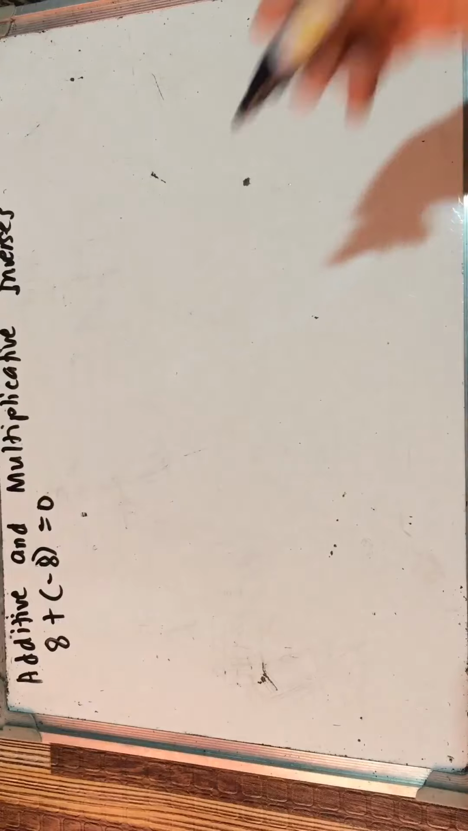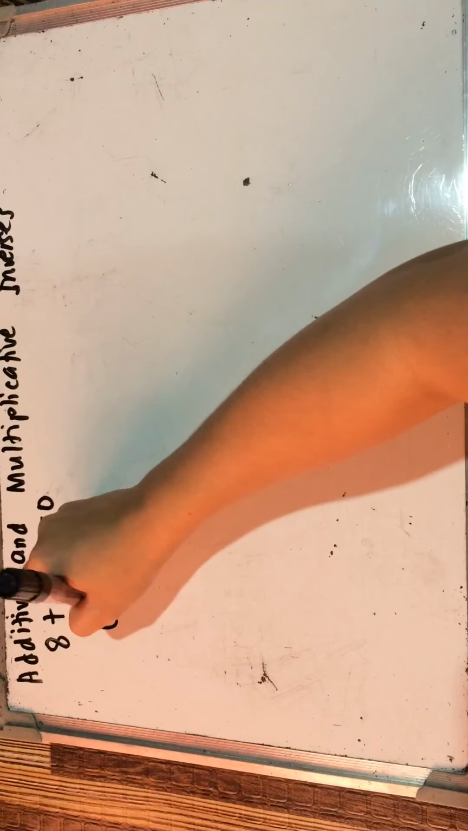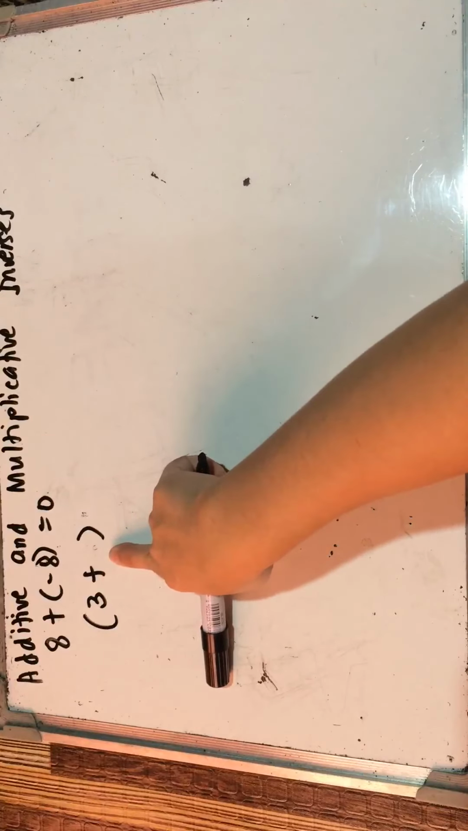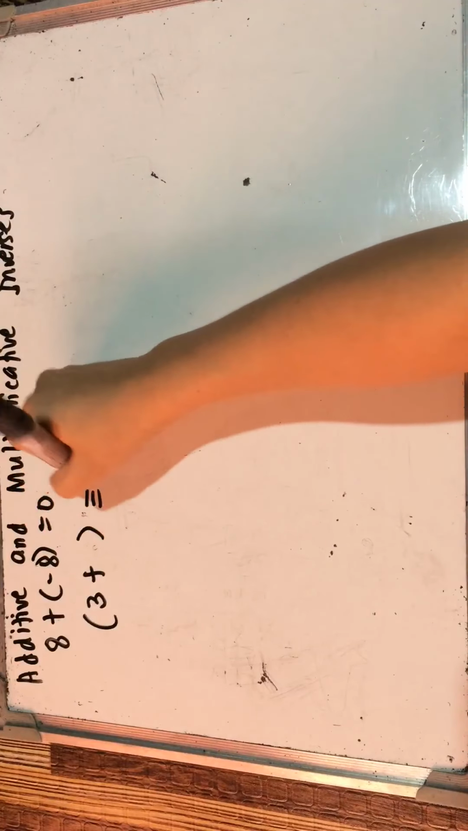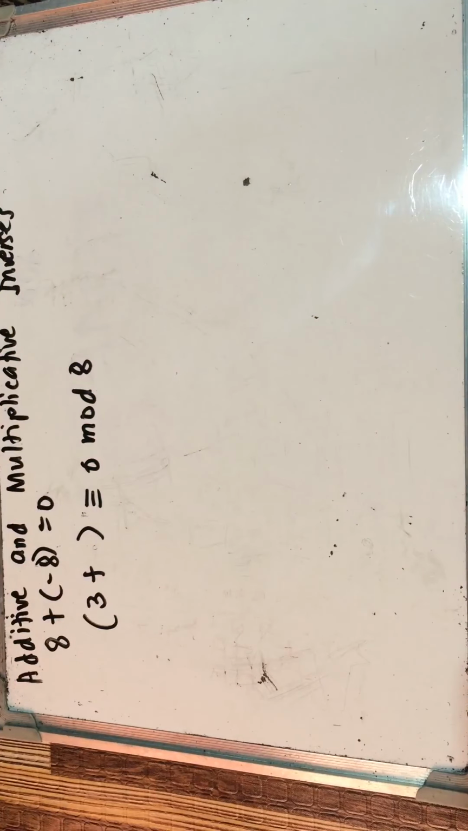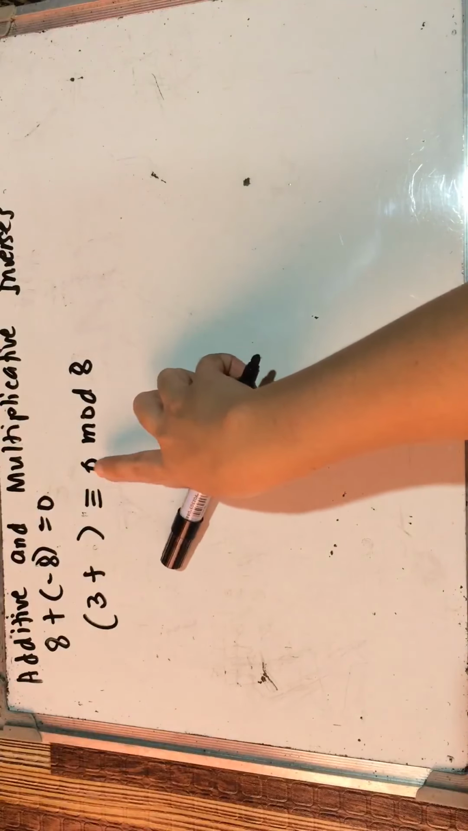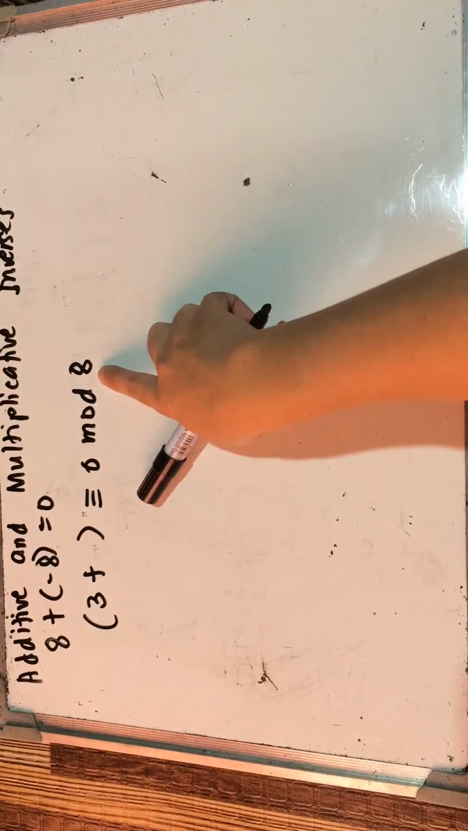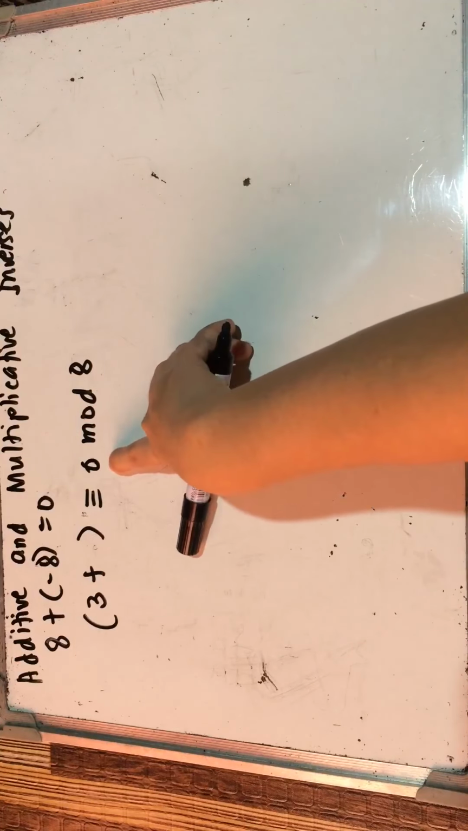For example, I have here 3 plus, hanapin natin yung additive inverse ng 3, congruent to 0 modulo 8. So, di ba dapat ay equal to 0? So, dapat 0 yung nandito. Ibig sabihin, dapat ang remainder ay 0. That is when you divide it by n or by the modulus, the remainder is 0.